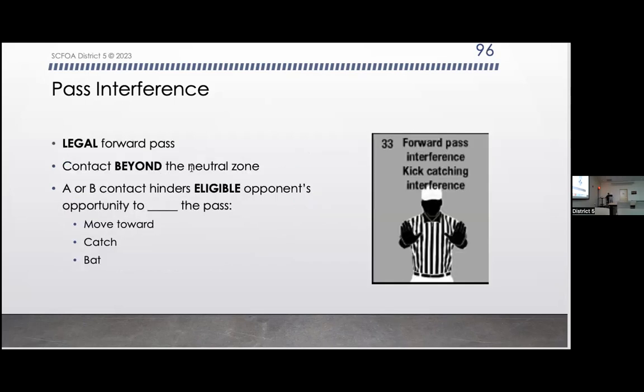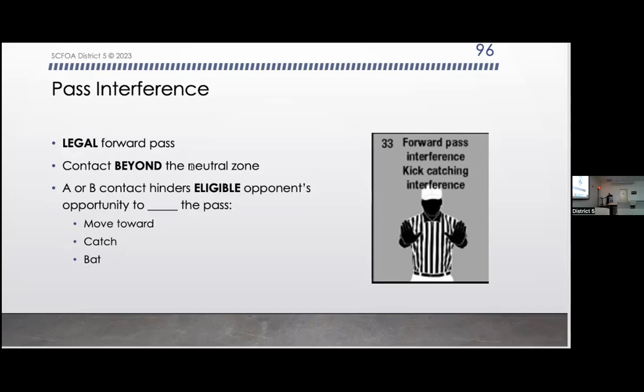So we just went through these. Pass interference, it's got to be a legal forward pass, right? I think that's pretty much a question every year. Wasn't it on our commissioner's test? He had that, the biggest one, the longest question, that in the past wasn't even eligible. Somebody gets ripped down by the face mask while an illegal forward pass is in the air beyond the line of scrimmage. Yeah, so just know it's a legal forward pass first. Contact is beyond the neutral zone, and A or B hinders the eligible opponent's opportunity to move towards the pass, to catch or bat.